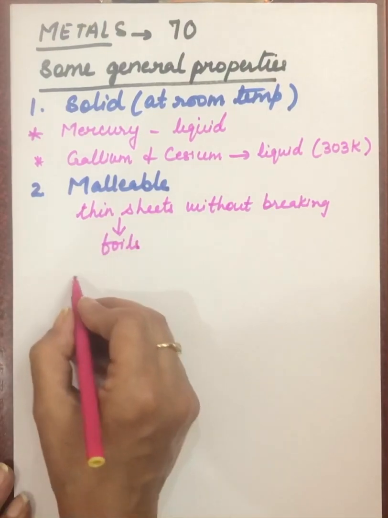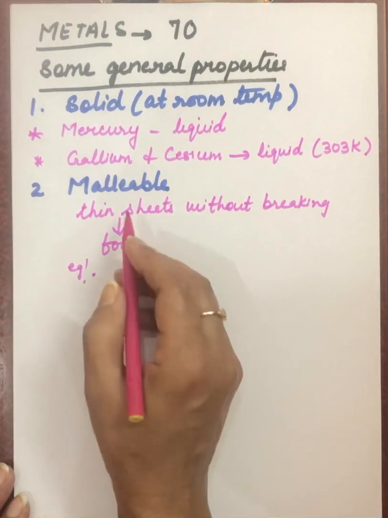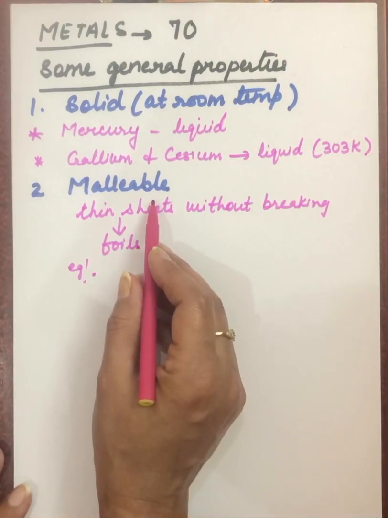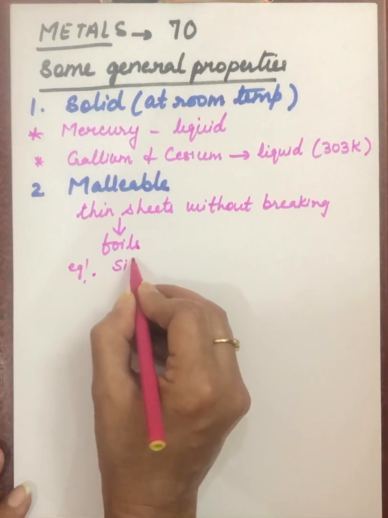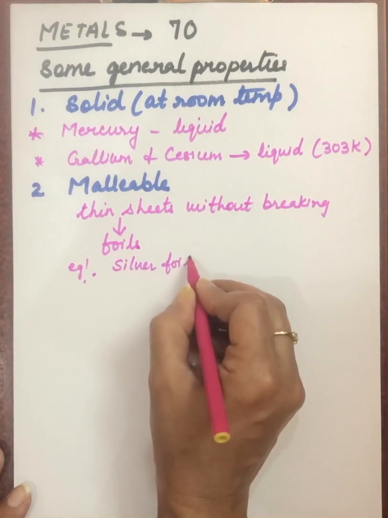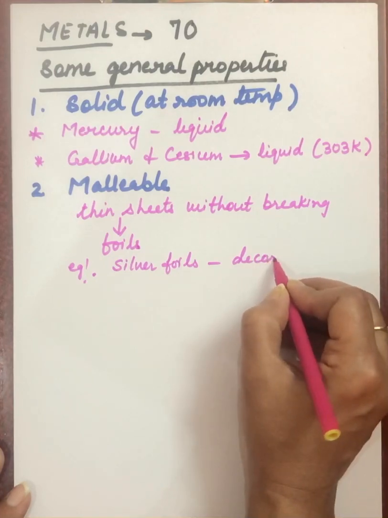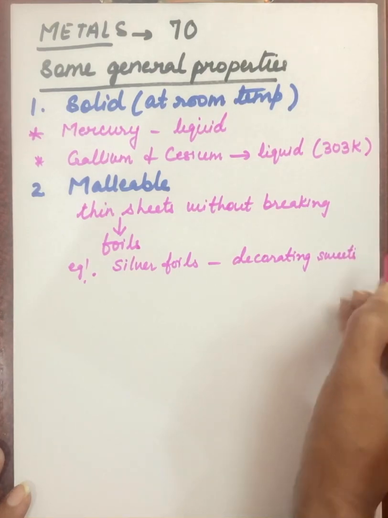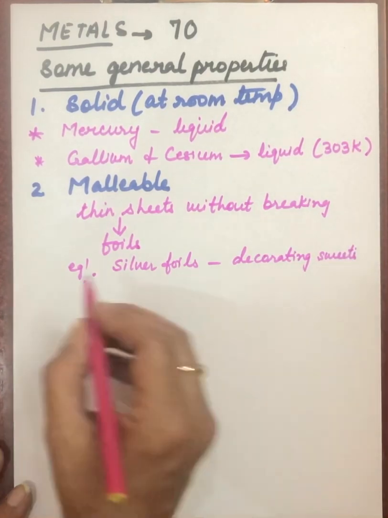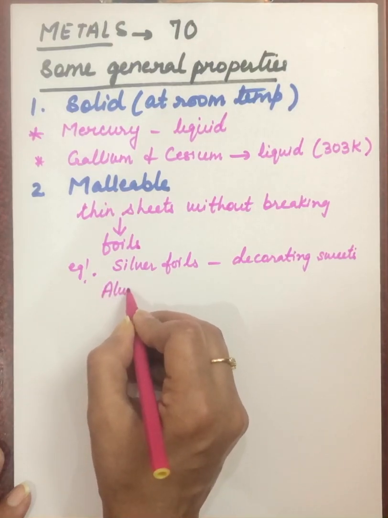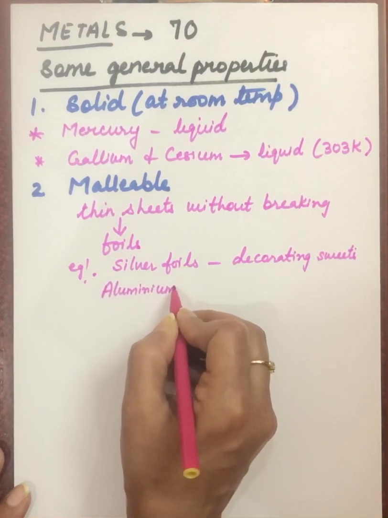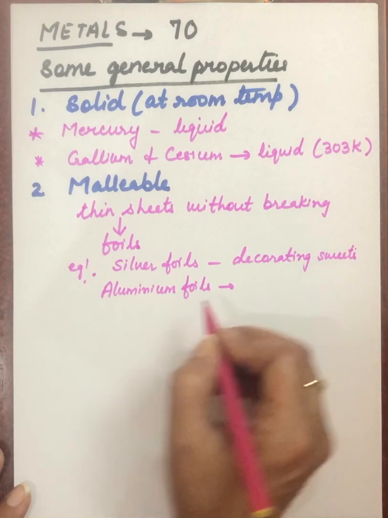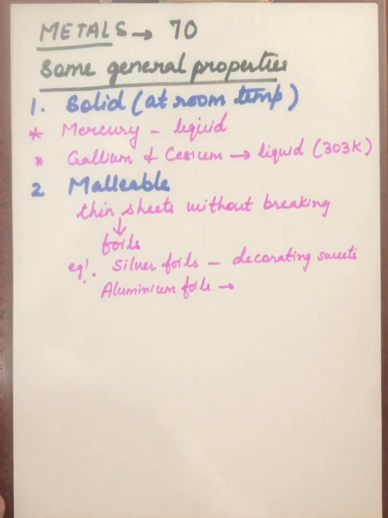And these foils are used in many things. So what is malleability? Changing the metal into thin sheets without breaking it is called malleability. One example is silver foil. It is used for decorating sweets. On the top of some sweets we see a silver color. That silver foil is used just for decoration. Next example is aluminium foil. We use it to wrap food, medicines, cigarettes, chips and other food items.